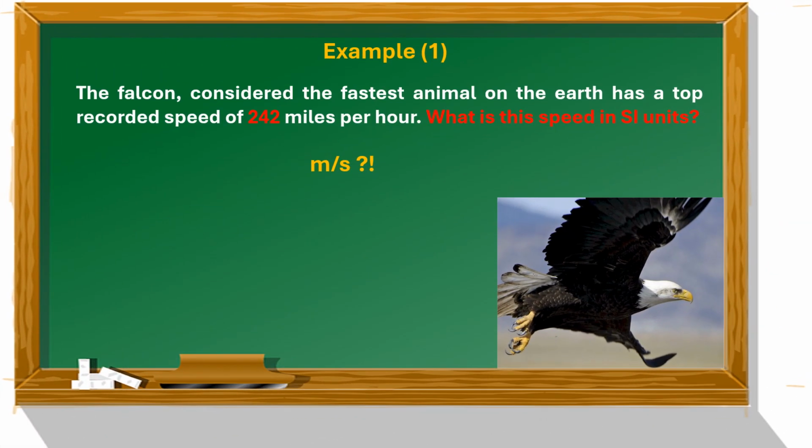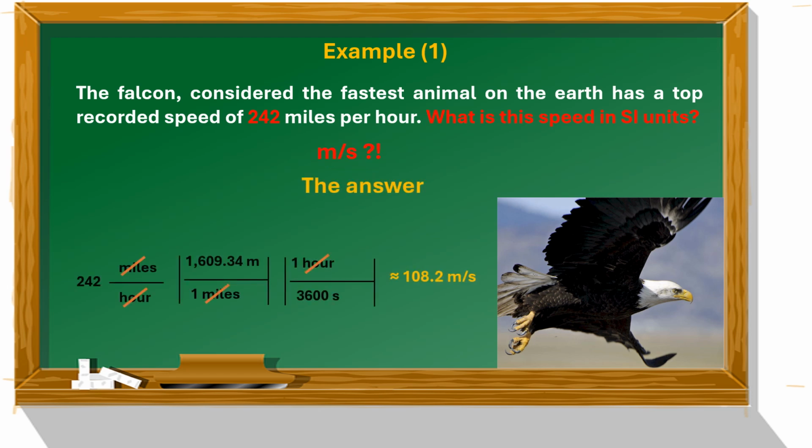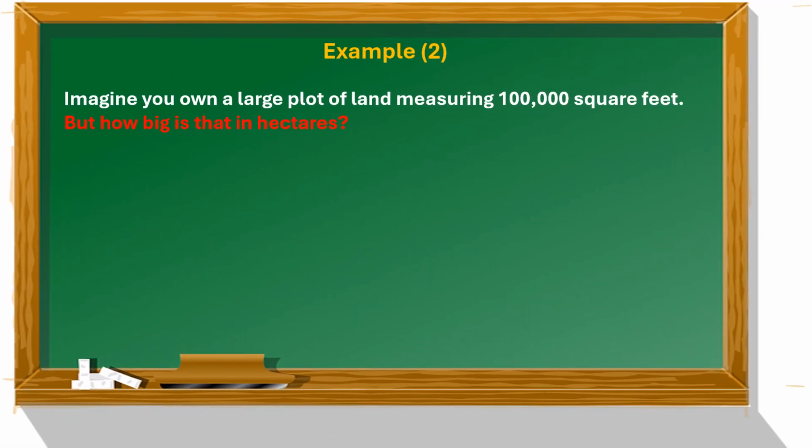Let's apply what we've learned with a real-world example. The peregrine falcon, the fastest animal on Earth, reaches a top speed of 242 miles per hour. But how fast is that in meters per second, the SI unit? To convert, we use this conversion factor. This gives us approximately 108 meters per second, an insane speed for a bird. So next time you see a falcon dive, you'll know it's moving at over 100 meters per second, faster than most supercars.